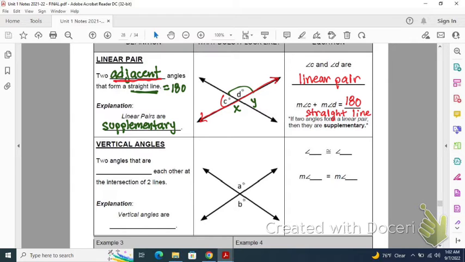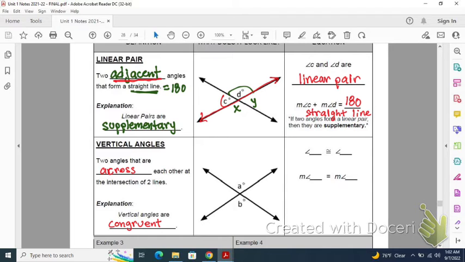Okay, next thing we're going to talk about is vertical angles. Those are two angles that are across from each other at the intersection of two lines. And vertical angles are congruent. That's the important part about vertical angles. They're always equal to each other.